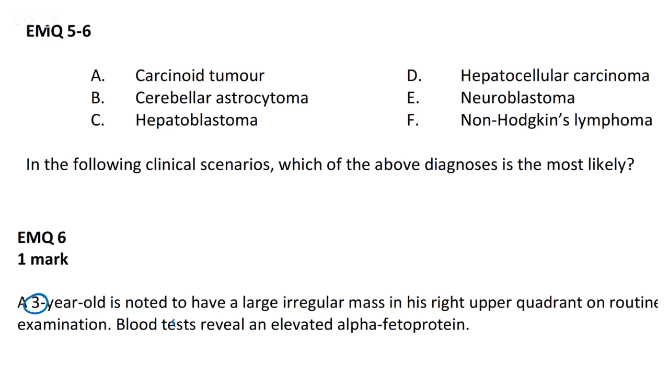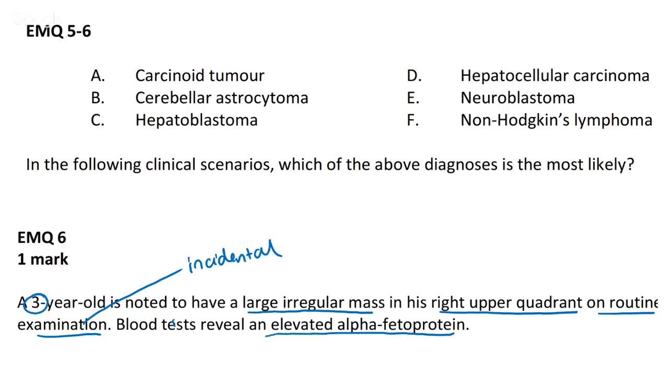So 3-year-old, large irregular mass in the right upper quadrant on the routine examination. So that's an important part. This one was found incidentally. Okay, he has an elevated alpha fetoprotein. What do you guys think? Hepatoblastoma, for sure. Okay, so now we're going to talk about solid tumors. And we'll go through each of these. So the first one we'll go through is a Wilms tumor.